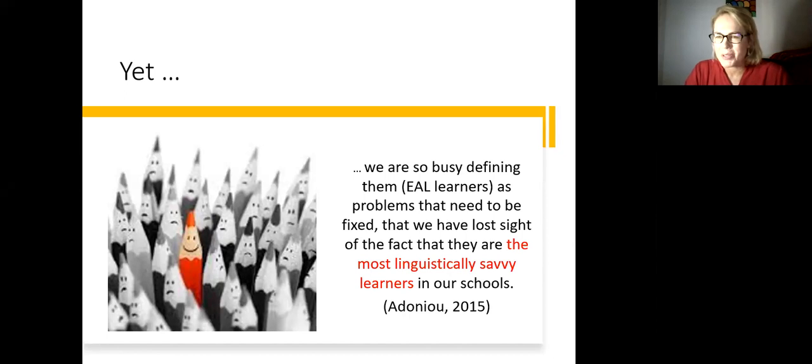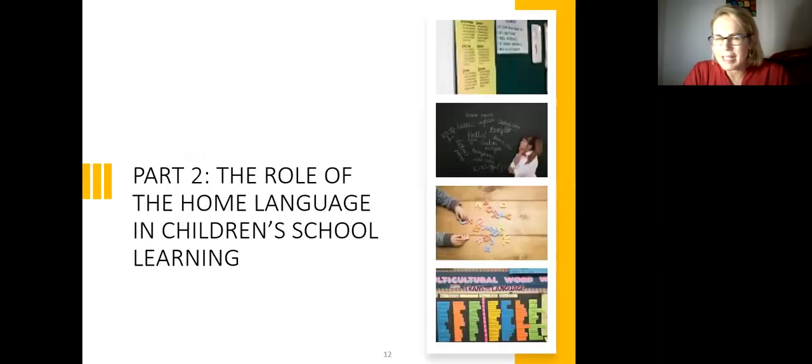And of course, when you're 5 or 6 and you've heard little English at home, it's very hard to express what you know through a language that you're still learning. So translanguaging really grounds itself in all these kinds of issues. And I think it might be useful to frame this discussion in terms of the role of the home language in children's school learning.